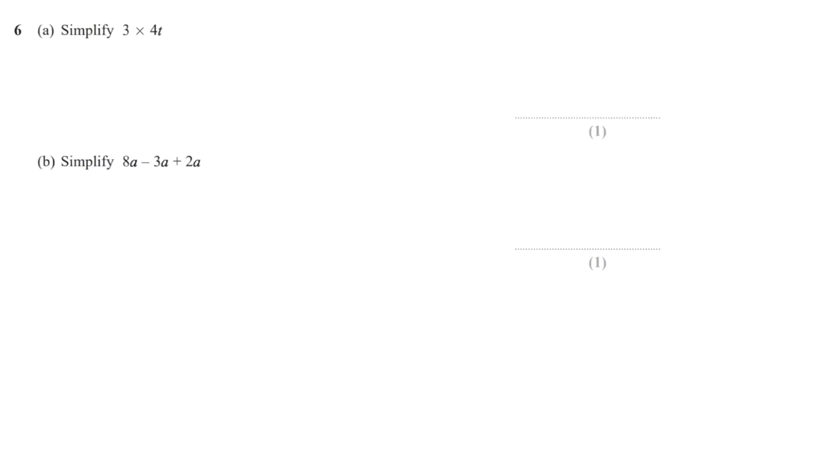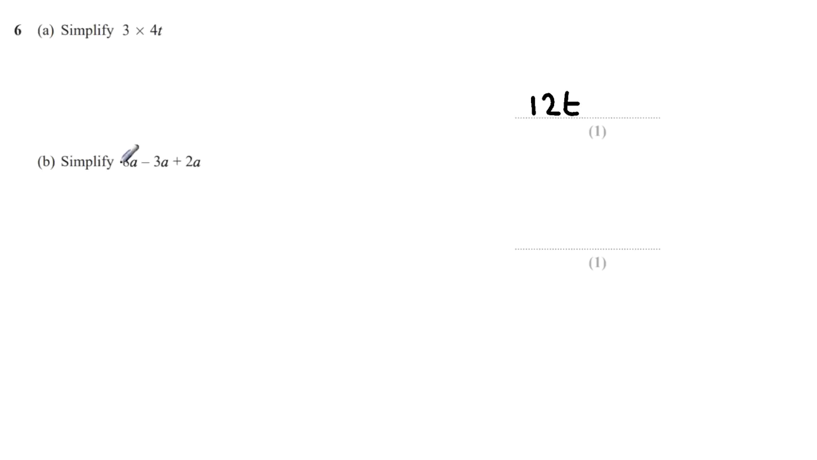Question 5. Write down the first even multiple of 7. So the answer is 14. Simplify 3 times 4t. So we're going to multiply 3 times 4t, which is 12t.